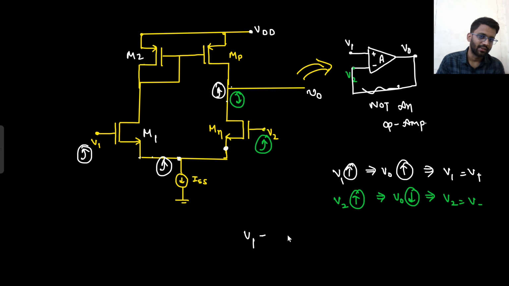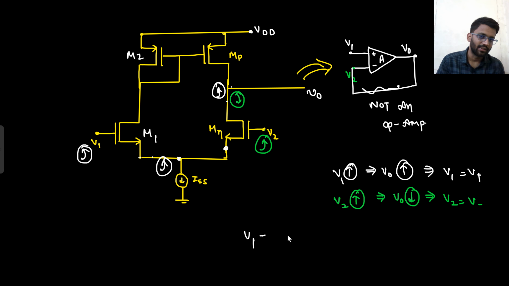Forget about that. I hope you have understood this point that if V1 increases, this node increases, that node will increase. So the positive node will be V1. What about V2? If the V2 node increases, then the V0 node will decrease. So that negative node will be V2, right? But this is not our op-amp, this is not the op-amp that we have designed. For an op-amp, we need low output impedance.